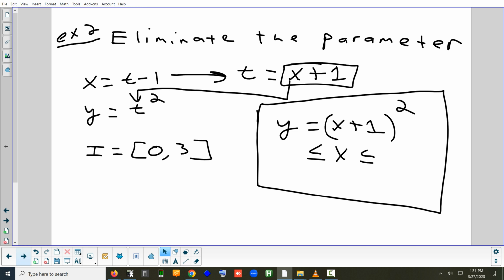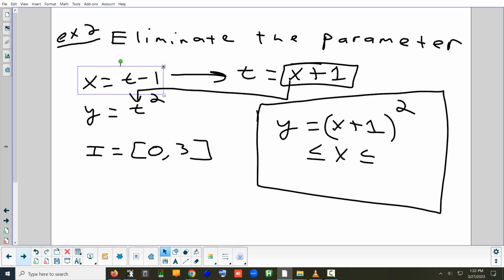This is not the restriction on x. This is the restriction on the number you're plugging in for t, which gives you x. So we don't have to worry about the y formula with the restriction. The y formula is for range. We're worried about restricting domain. So I need to find the smallest value.